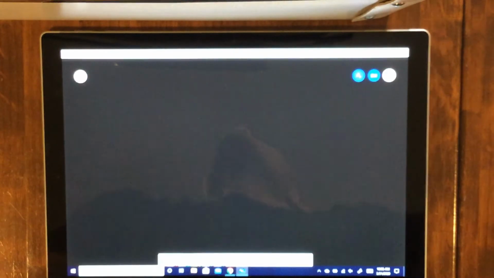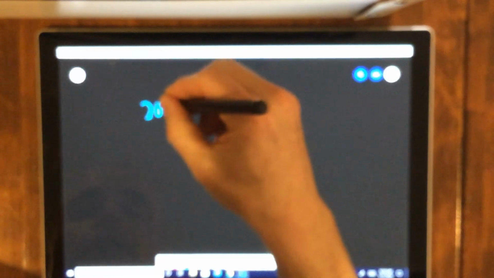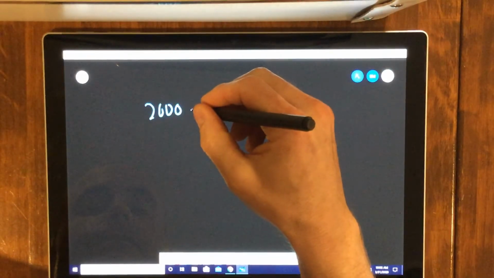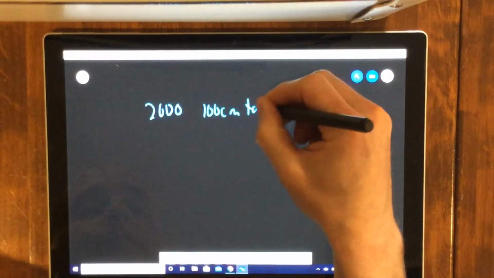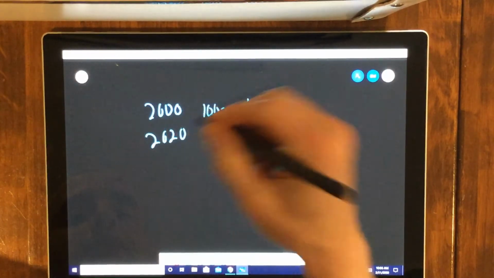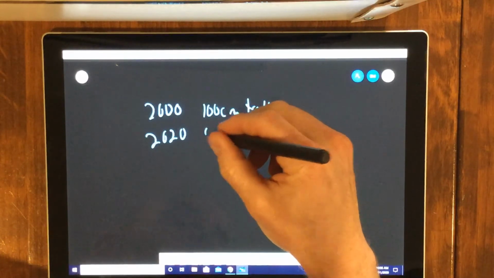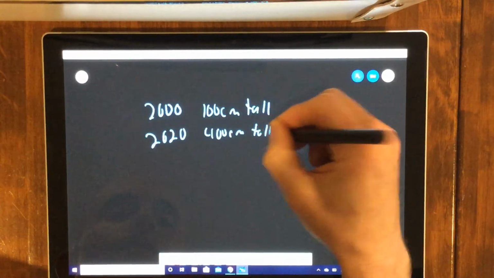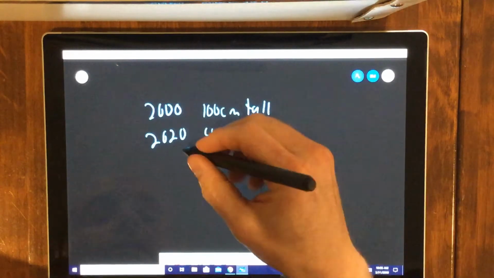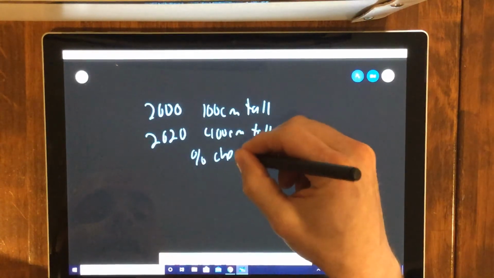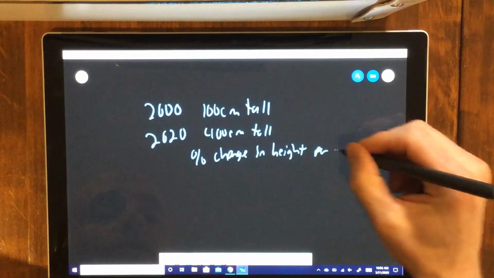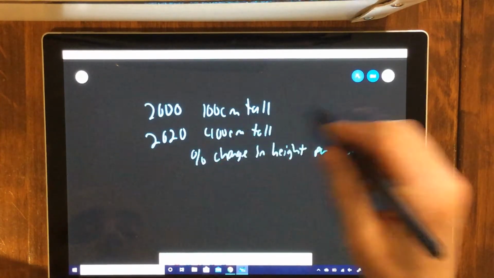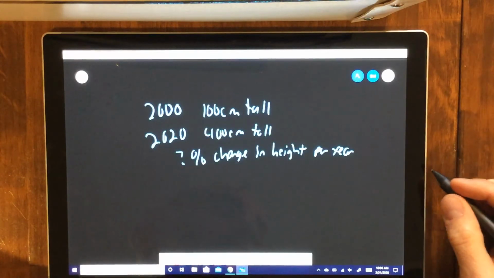What am I up to? So, all right, third one. You got a sapling in the year 2000, so 20 years ago, the sapling is 100 centimeters tall. Well, now in 2020, you measure that same tree and it is 400 centimeters tall. The question is, calculate the percent change in height per year. What is the percent change in height per year?